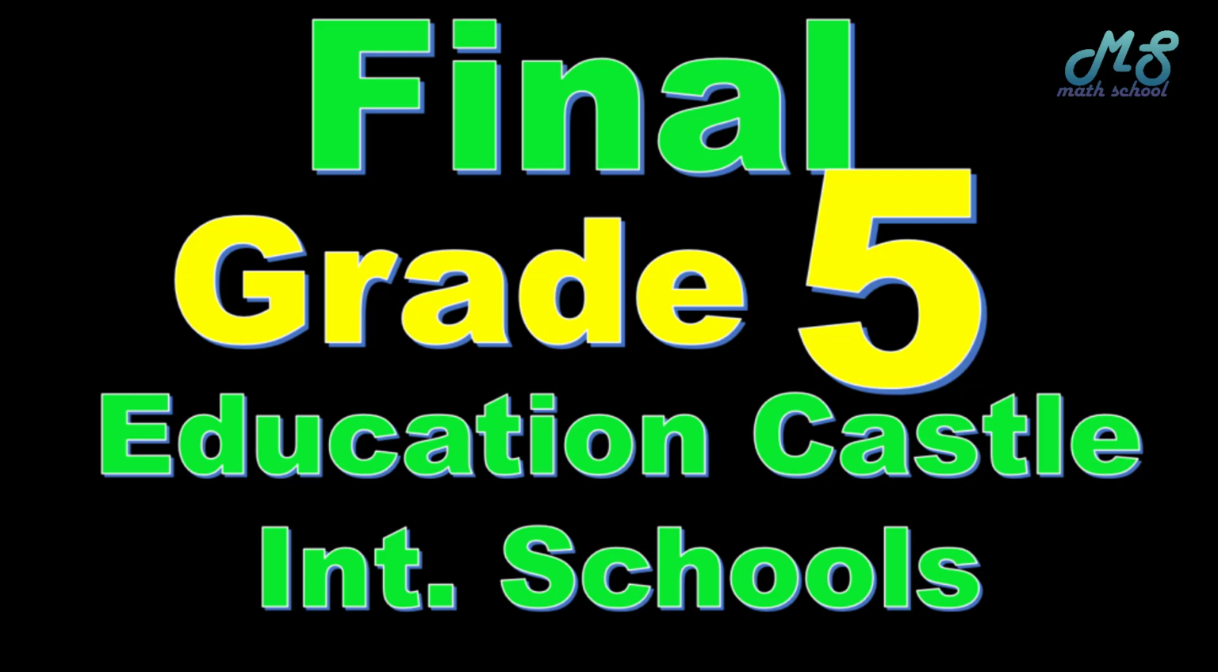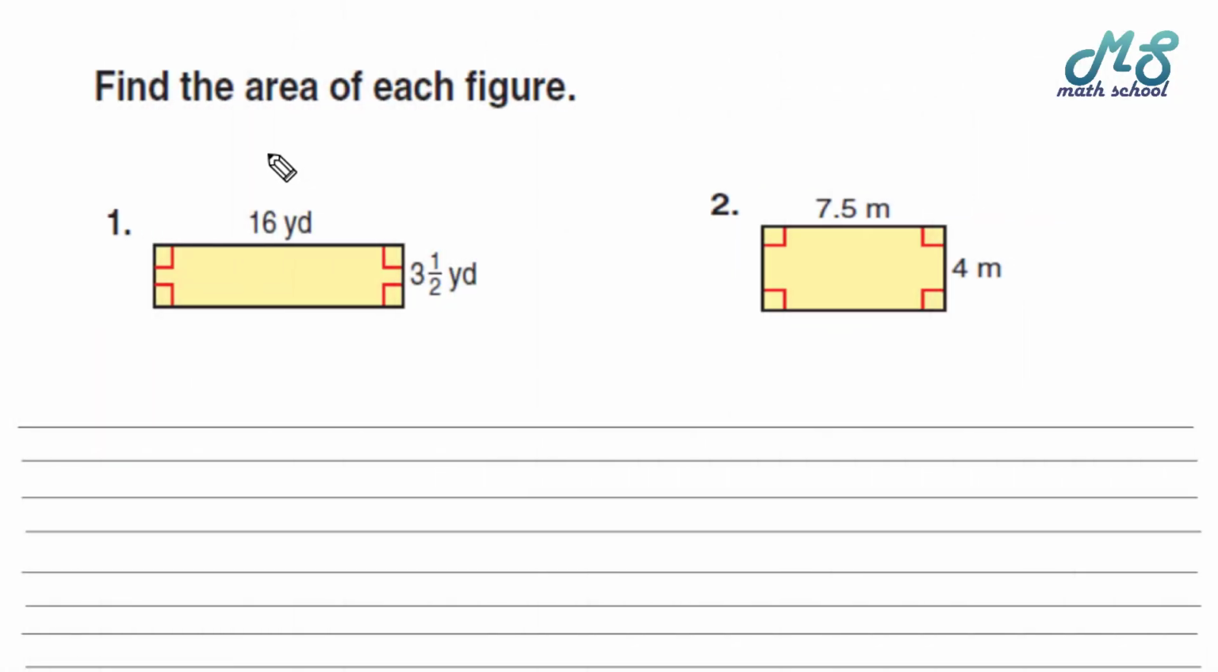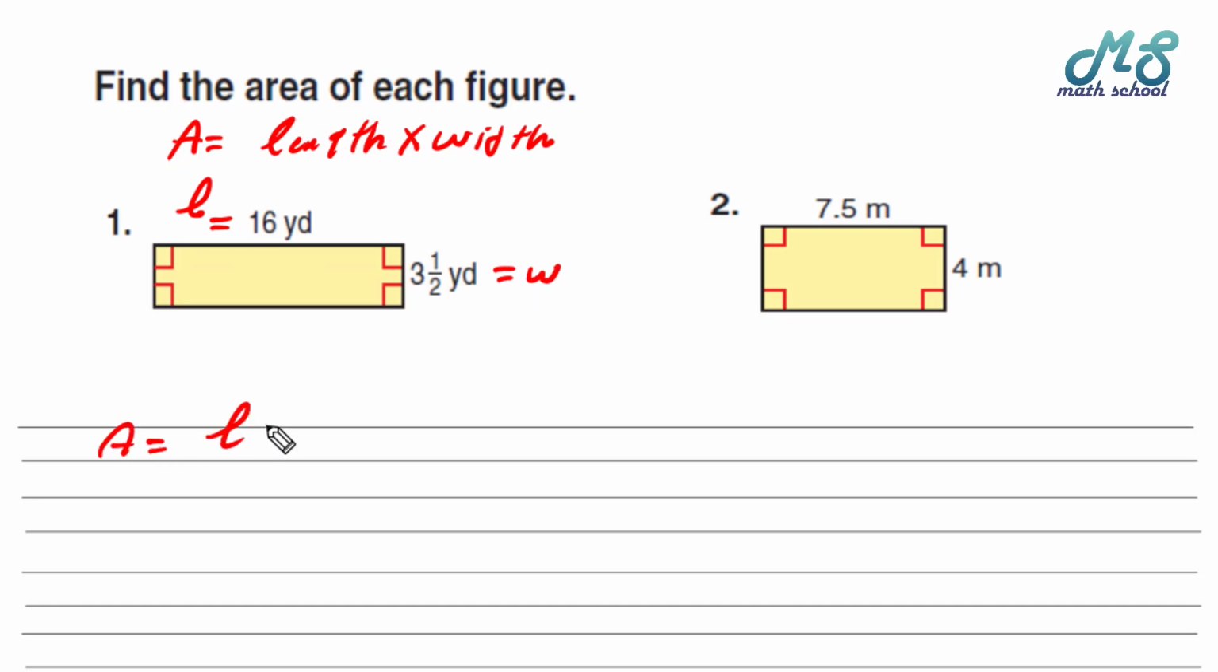So let's start. First, we studied before how we can find the area of the rectangle and the square. The area of the rectangle is equal to length times width. This is the formula of the area of the rectangle. So guys, ask yourself, what's the length? Length is equal to 16. Width is equal to 3 and 1/2. To find the area of the rectangle, just multiply the length and width.